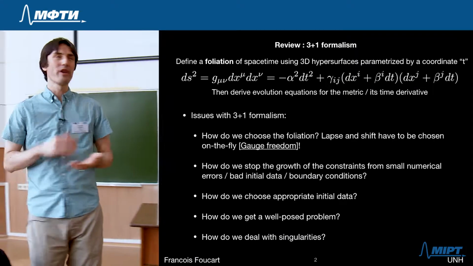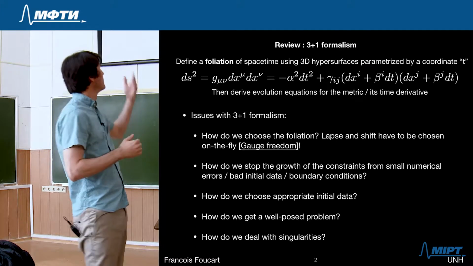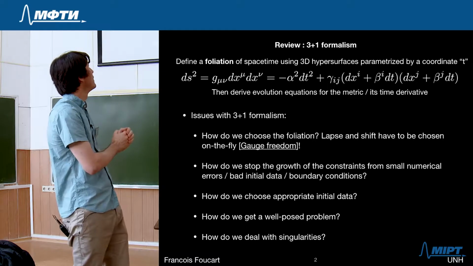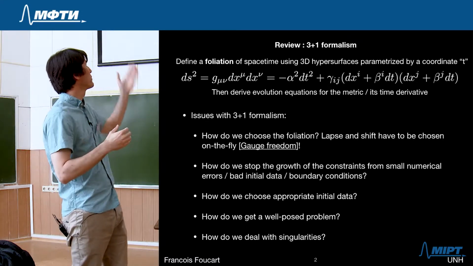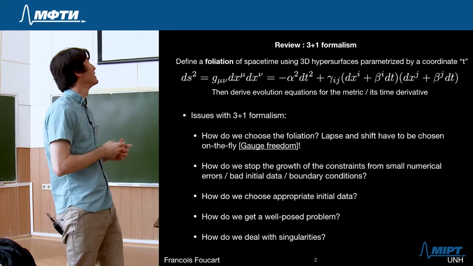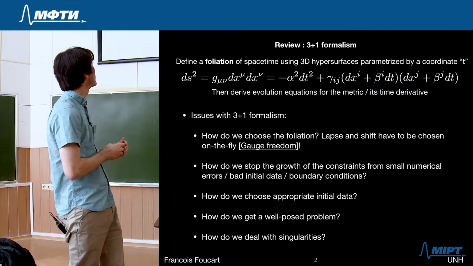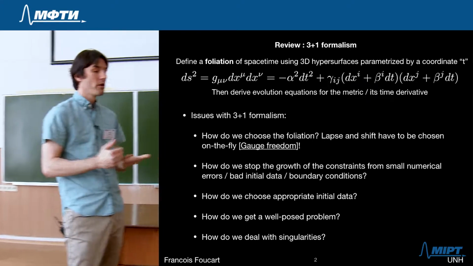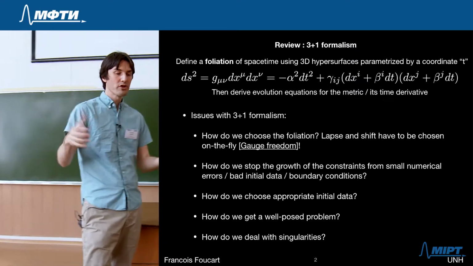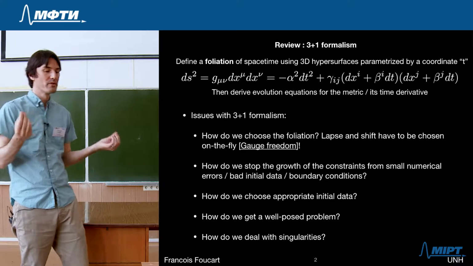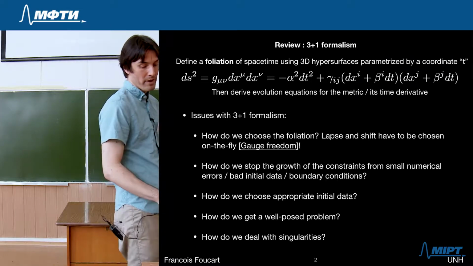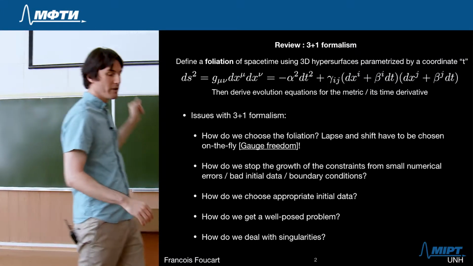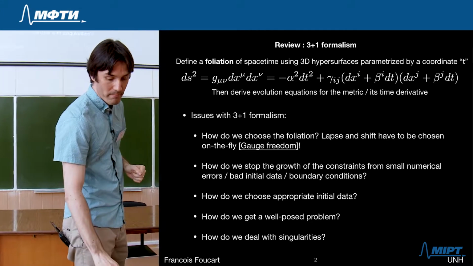And the issues that I mentioned this morning: there is a big problem, which is how do we find those coordinate choices, the choice for the lapse alpha and shift beta, if we don't know how spacetime is going to evolve? How do we avoid running into singularities in our evolutions? And how do we stop the growth of the constraints that exist in Einstein's equations from small numerical errors? And the part that I won't discuss here is how to choose appropriate initial data. And let's say a little bit about how to get a well-posed problem.